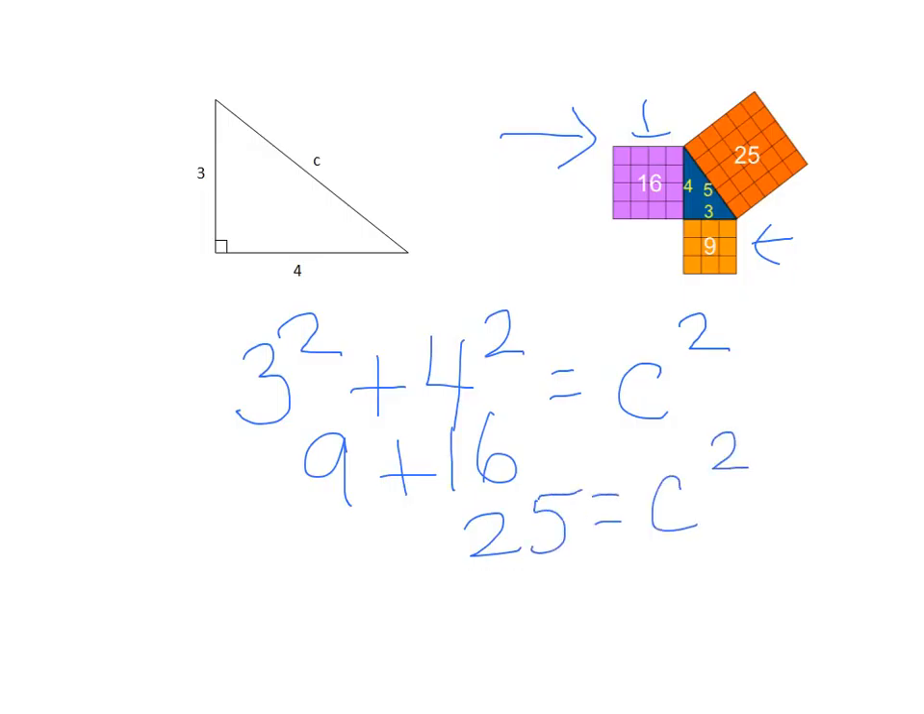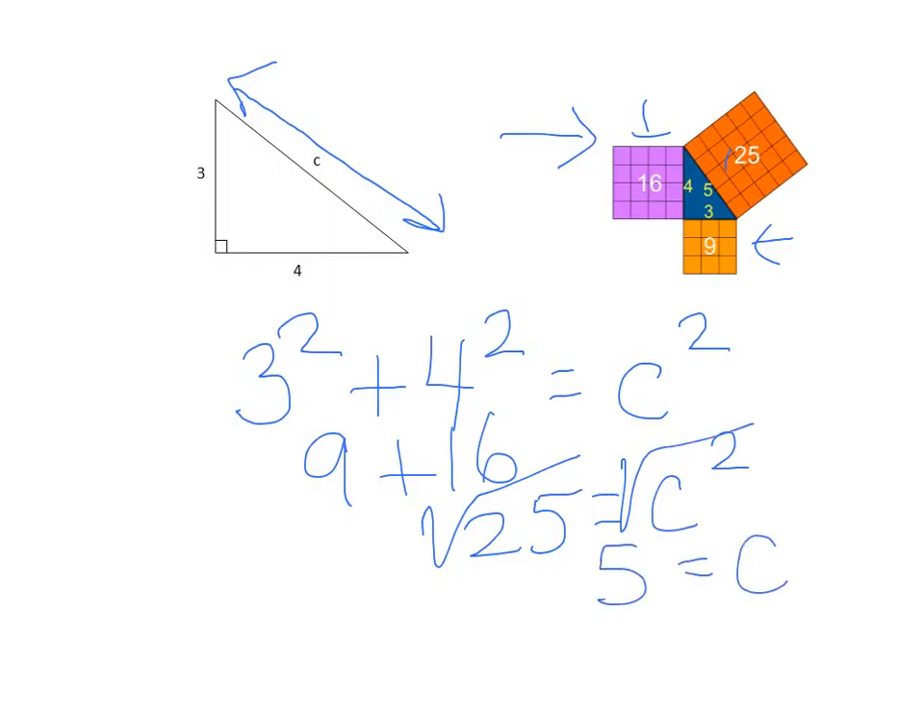All right, so 25 is going to equal the area of the biggest square. So to find this distance here, c, we would take the square root, because that would give us the length of one side of the square. So the square root of 25, of course, is equal to 5, because 5 squared is 25.